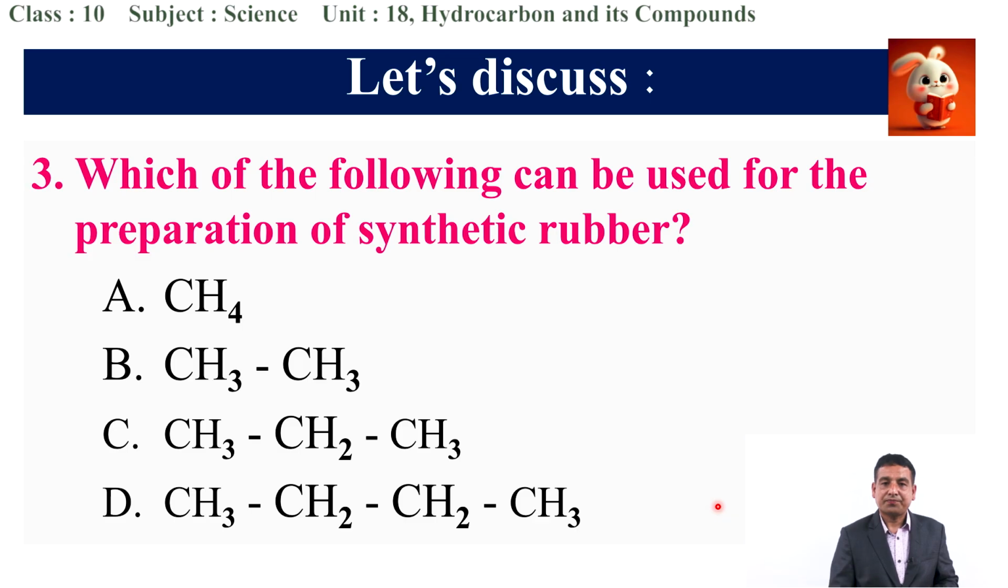The next one, which of the following can be used for the preparation of synthetic rubber? The term was just discussed in the previous slides. So, is methane used for synthetic rubber, or ethane, or propane, or butane? Okay. The correct answer is which one? Yes, the fourth one, that is butane. Butane is used for the preparation of synthetic rubber.